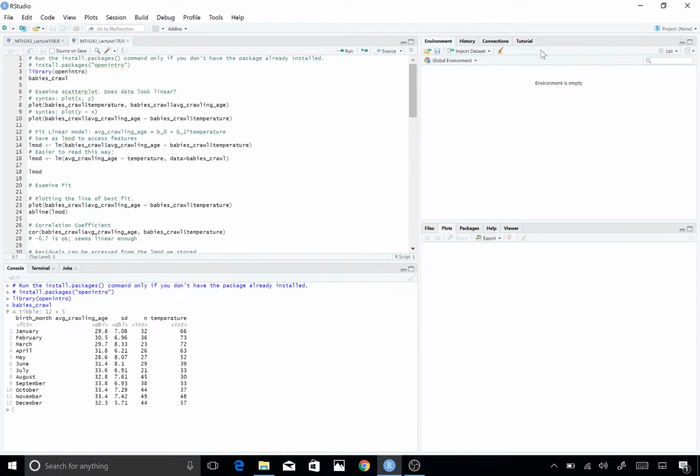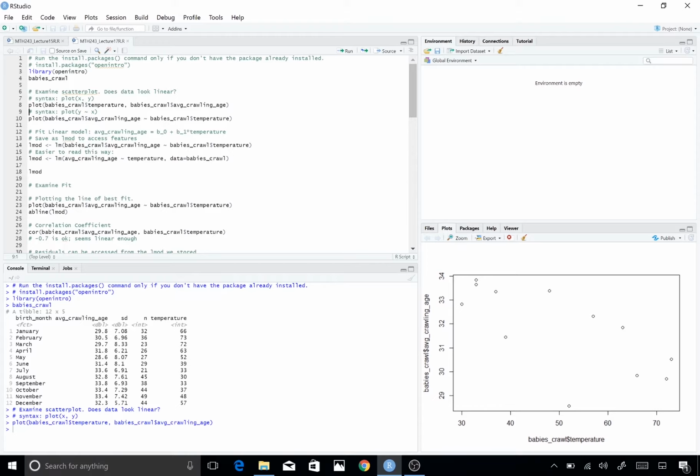I'm going to use a new syntax for plotting. We've been using plot(x, y), but I'm going to switch to plot(y ~ x). It makes the same plot, but this syntax matches the syntax we use for linear regression, so I like to use this version.